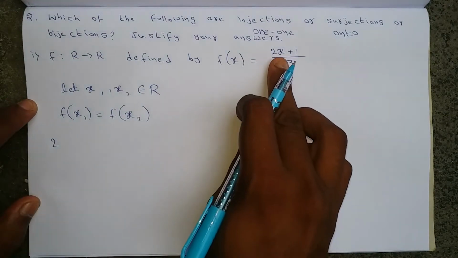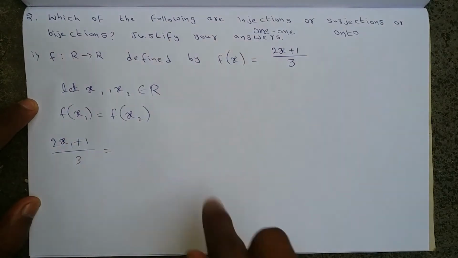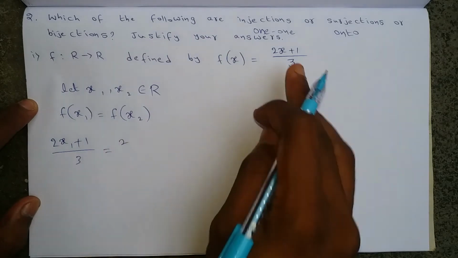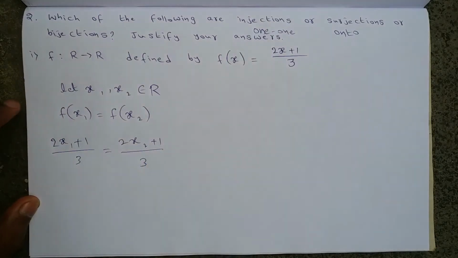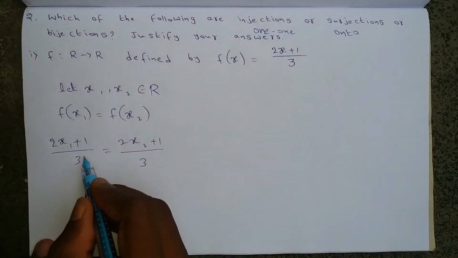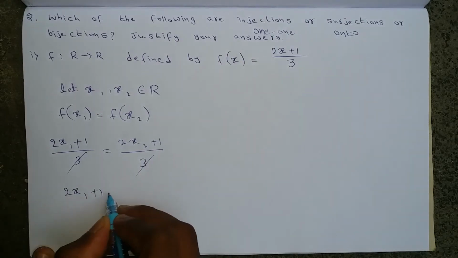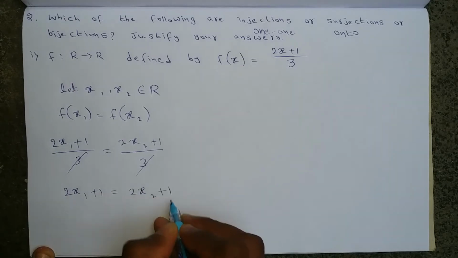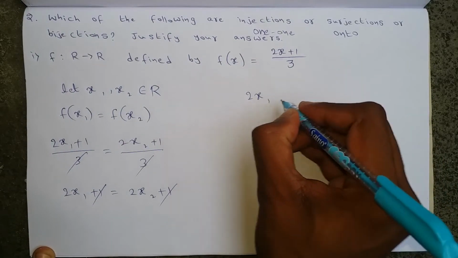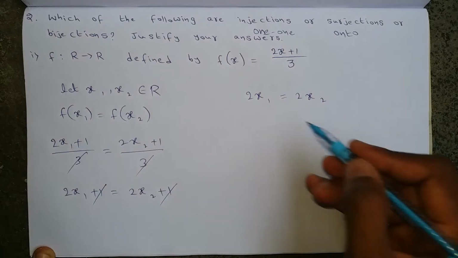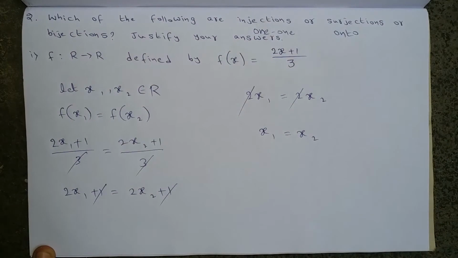So let us substitute one by one. (2x1 plus 1) divided by 3 is equal to f of x2, (2x2 plus 1) divided by 3. Now the 3 in the denominator on the left side and the 3 on the right side will cancel. So we remain with 2x1 plus 1 is equal to 2x2 plus 1. Plus 1 on the left side and plus 1 on the right side both cancel. So we remain with 2x1 is equal to 2x2. Here the 2 on both sides cancel. So we remain with x1 is equal to x2.